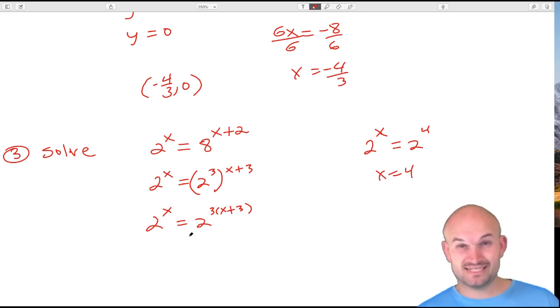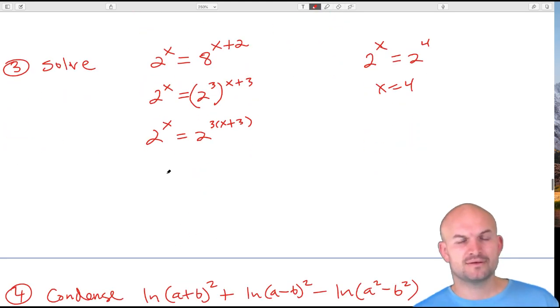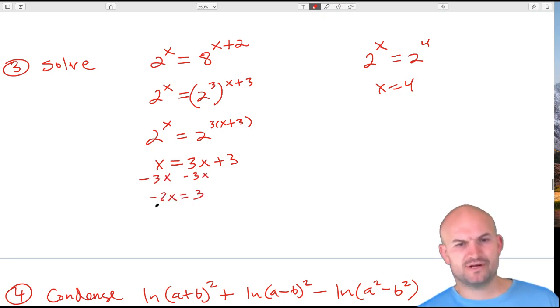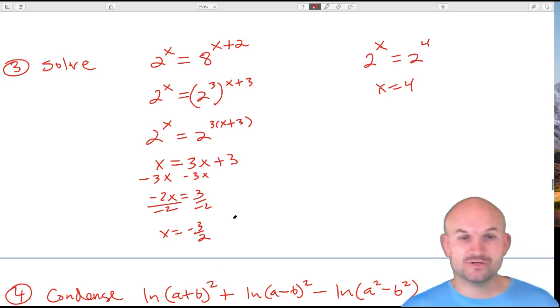Now you can see my bases can be dropped off. So therefore I have x equals 3x plus 3. Now I'll just subtract 3x on both sides. Negative 2x equals positive 3. Divide by negative 2: x equals negative 3/2. And there you go. That is your solution.